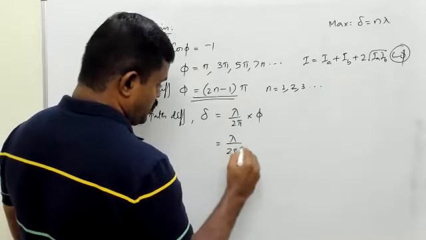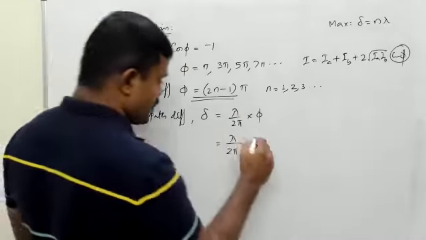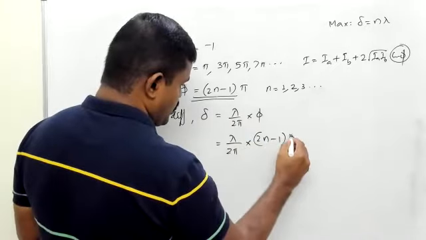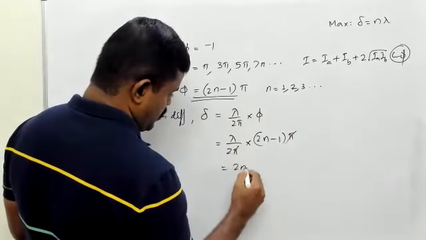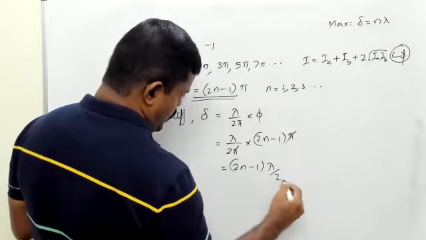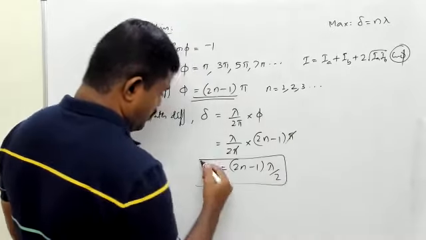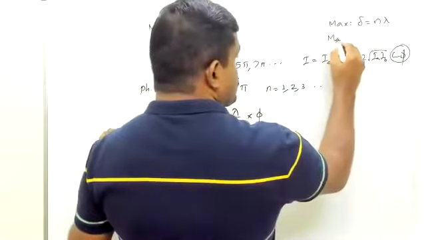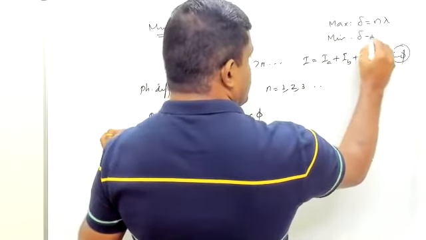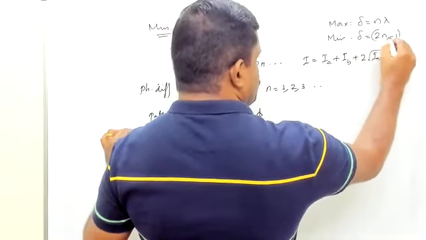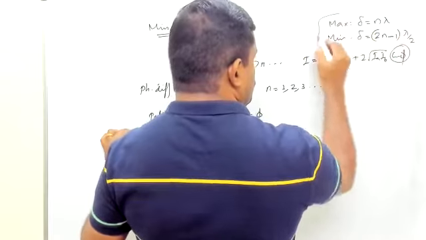So lambda by 2 pi into phi, where phi is 2n minus 1 into pi. Pi and pi are cut. You get 2n minus 1 into lambda by 2. This is the condition for minimum. So the minimum's condition is delta equal to 2n minus 1 into lambda by 2.